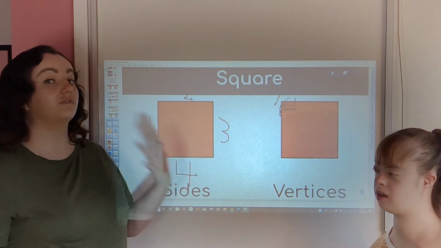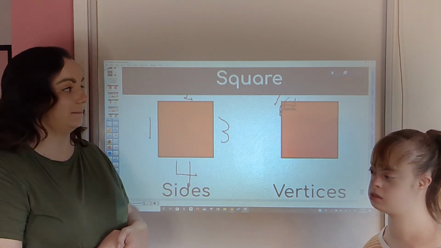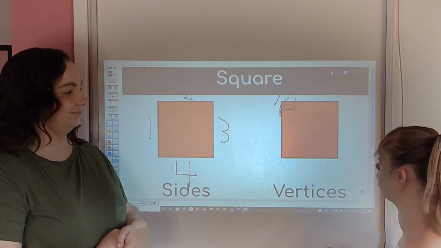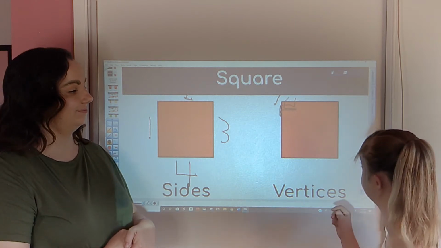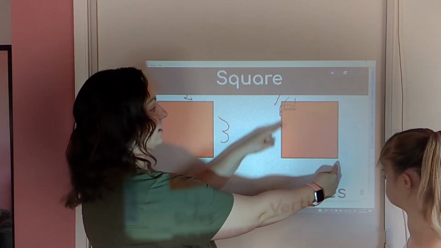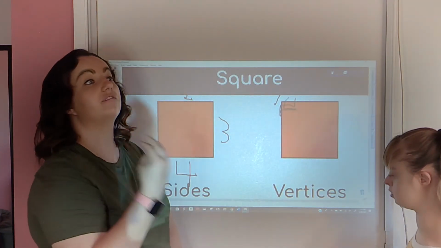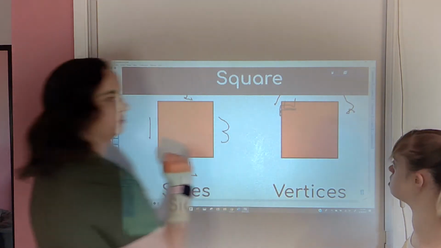Okay, where's another vertices, or kind of like corner, in this shape? Where's another one, Kaylee? Where's number two vertices? It's going to be right here. Look, this side and this side meet right there to make a corner or a vertices. Right there. Two vertices.